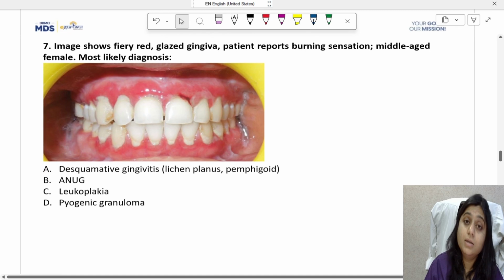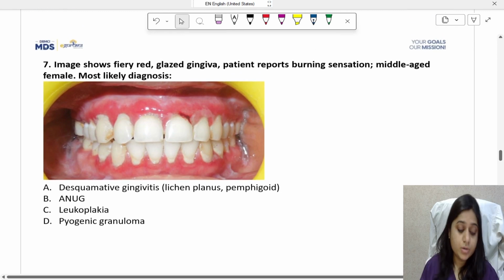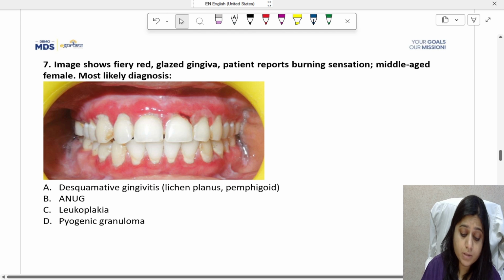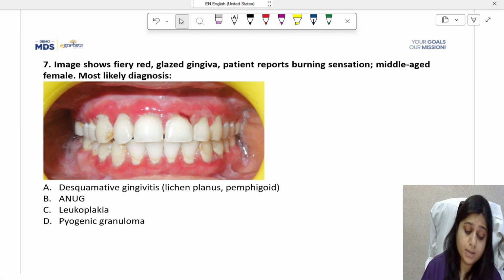Now the next question. The image shows fiery red glazed gingiva. The patient reports a burning sensation. Middle-aged female, most likely diagnosis?